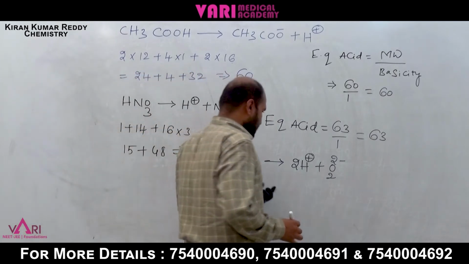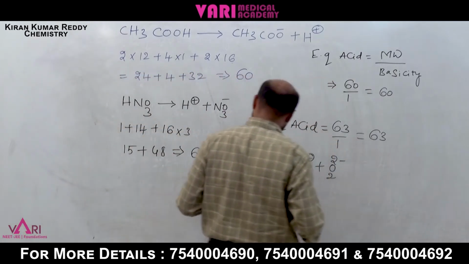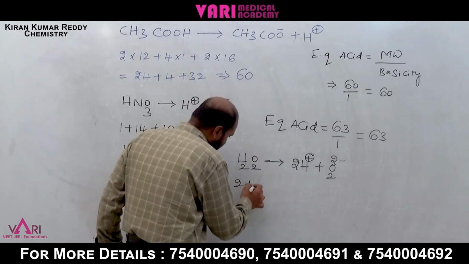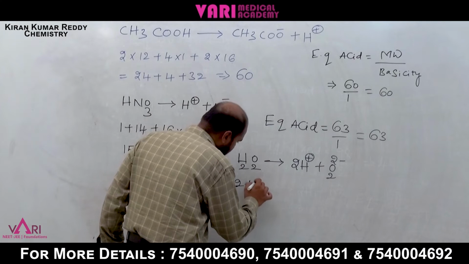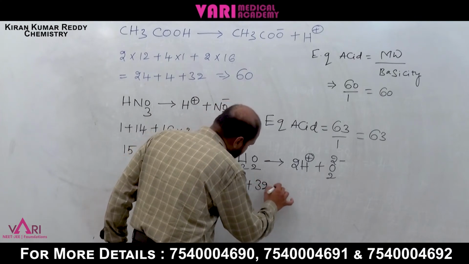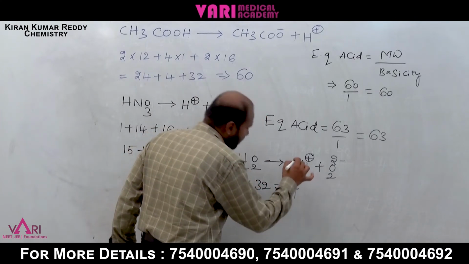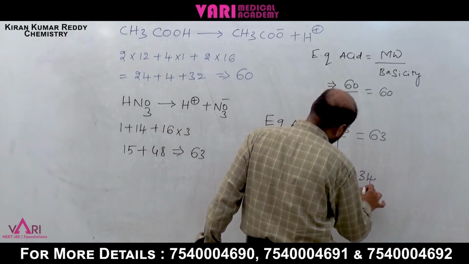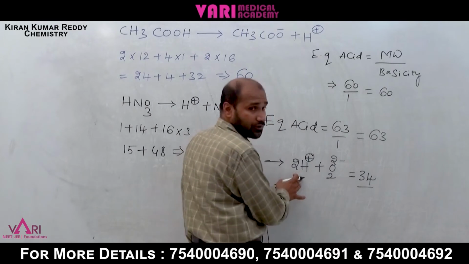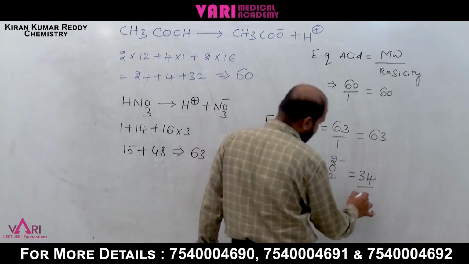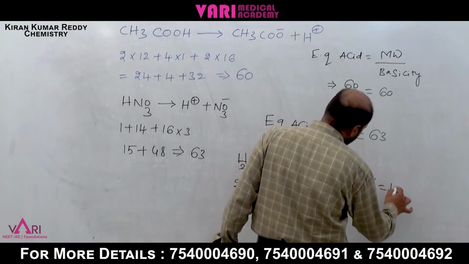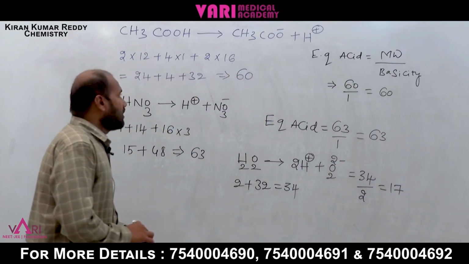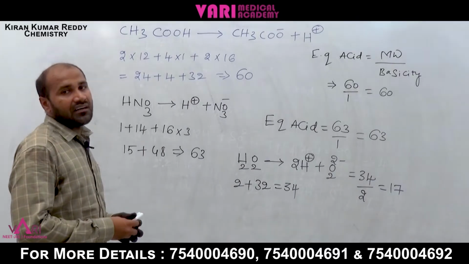Here we can take H2O2. Hydrogen is 2, oxygen is 16 twos are 32, so the total is 34. The molecular weight is 34, divided by the number of replaceable hydrogens, which is 2. So 34 by 2 is equal to 17. This is the calculation of the gram equivalent weight of acids.